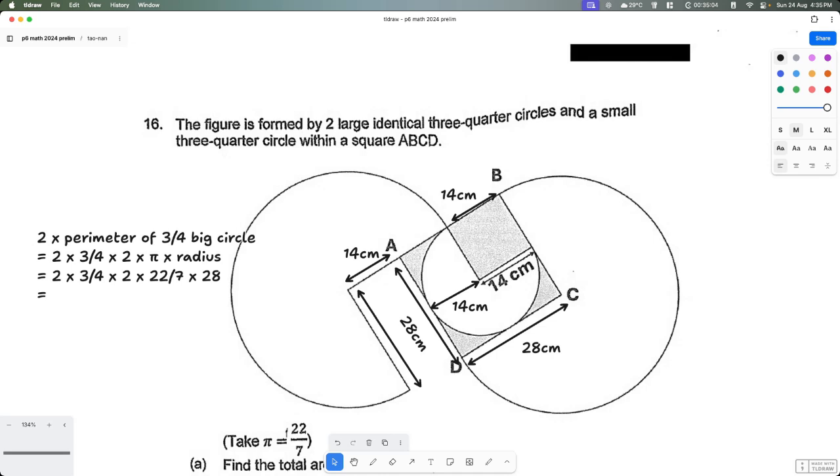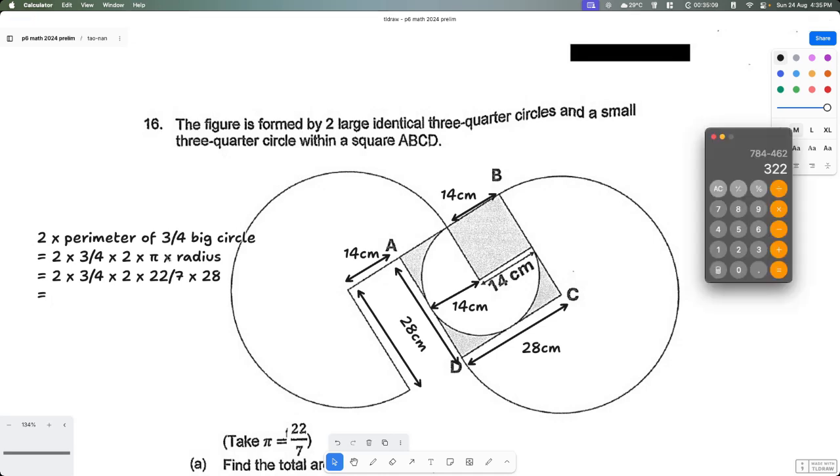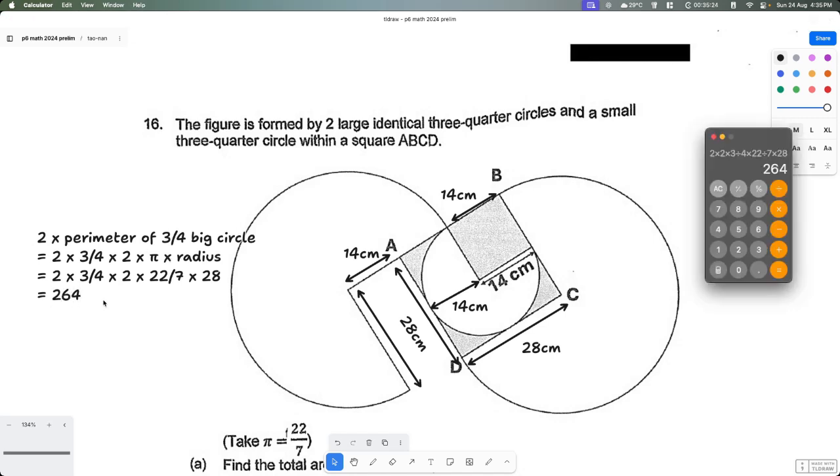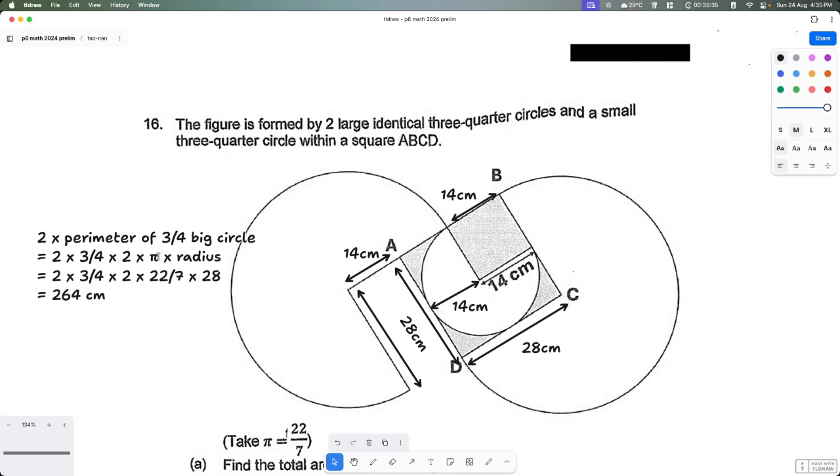So in this case, we can technically say 2 times 3 divided by 4 times 22 out of 7 times 28. Okay, 264. Let me double confirm. This should be 3 times 22 out of 7 times 28. 264, correct, centimeters. So these are the two perimeters.